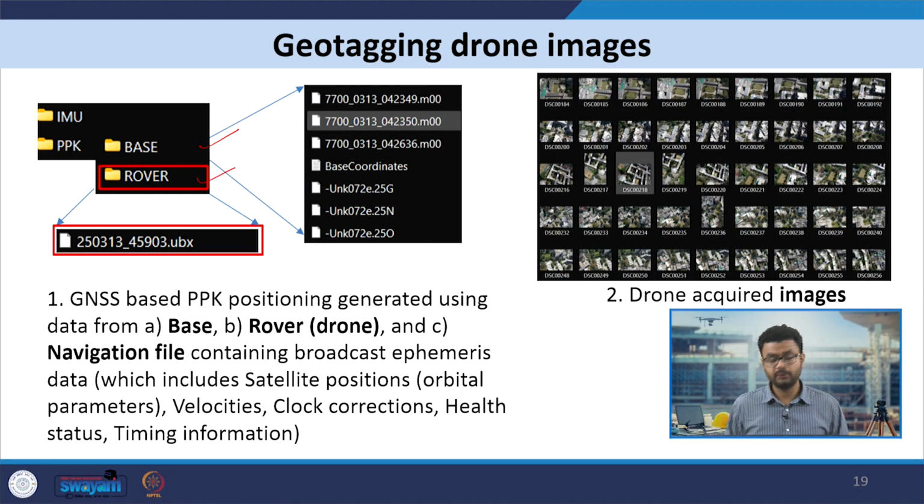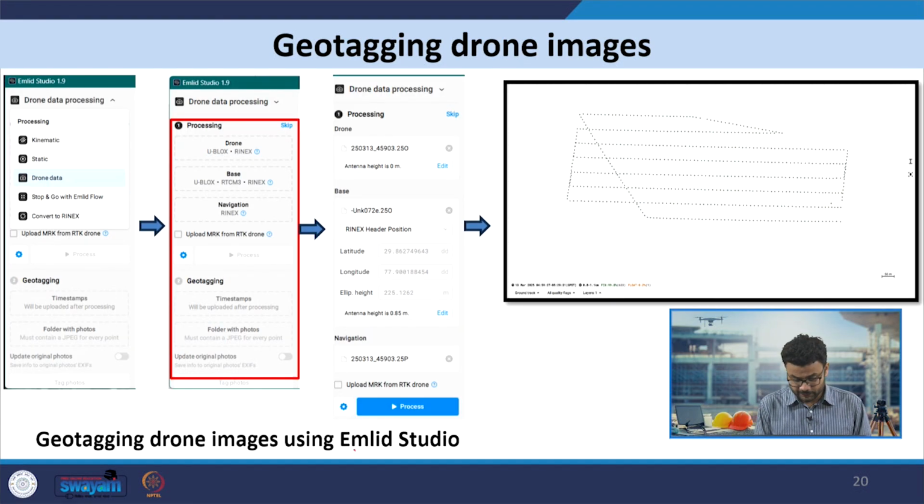And also we need drone acquired images. These drone acquired images have to be overlapping, of course. They may be geotagged or they may not be geotagged, but it is always a good idea to again geotag them with the help of both the base and the drone. In this case, we are using an open source software called Emlid Studio to geotag the drone images.